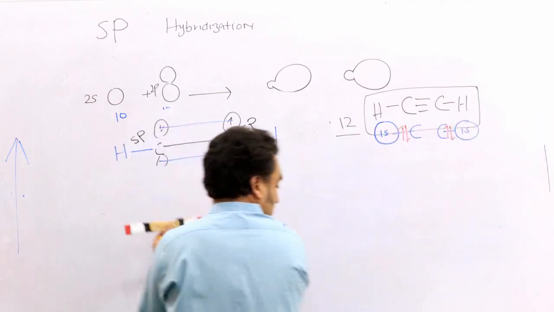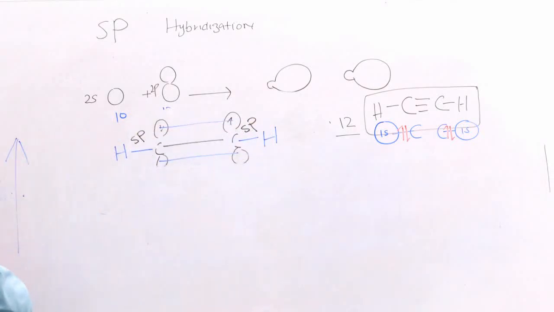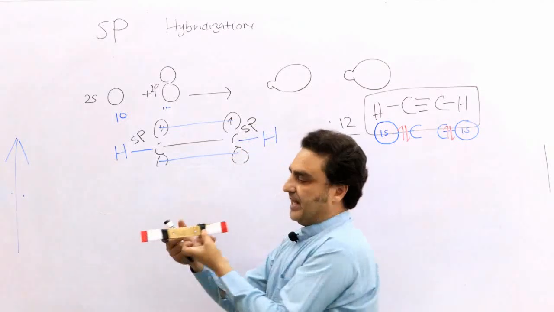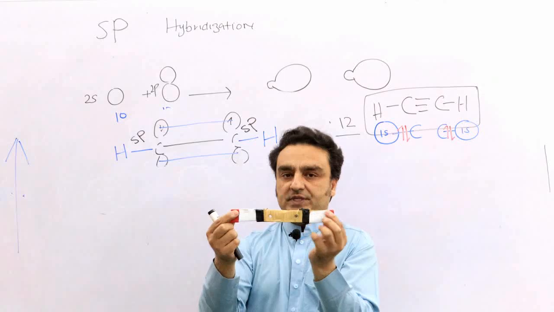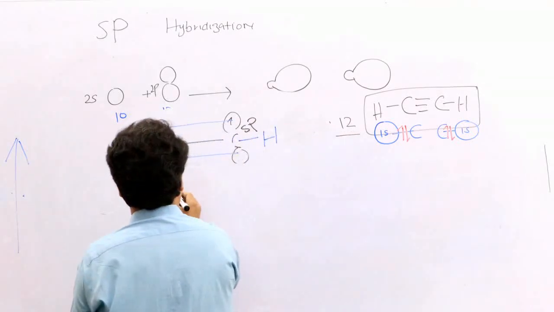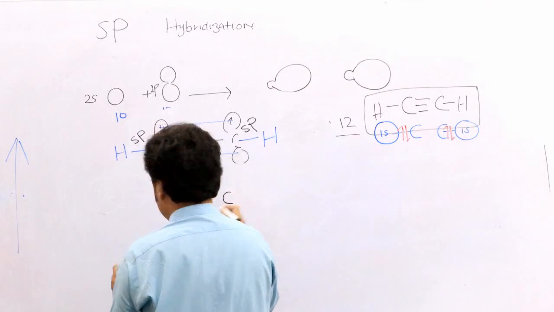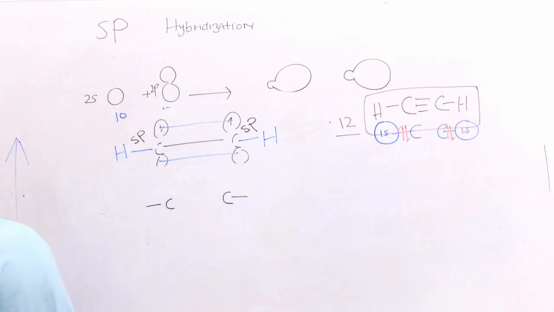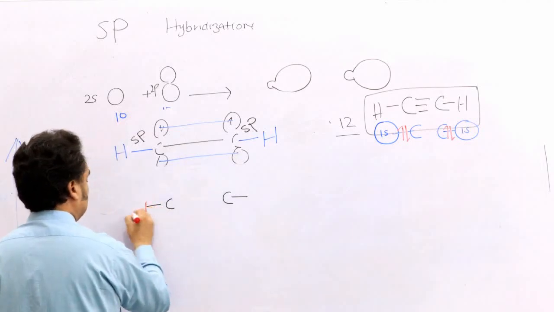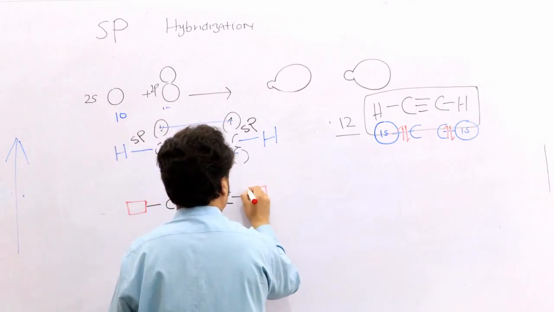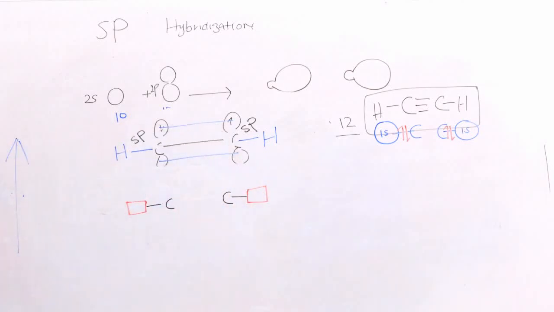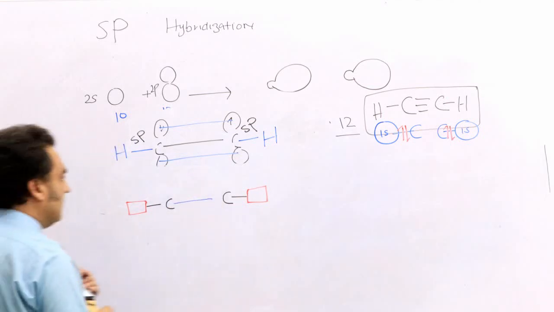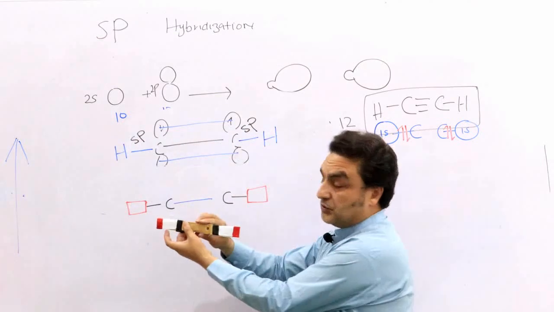Now look at this thing. Suppose these are two carbons, the black ones are carbons and the red ones are hydrogens. They have formed a bond. Let me write this with blue or something else. I am writing that thing. Now this is our molecule.